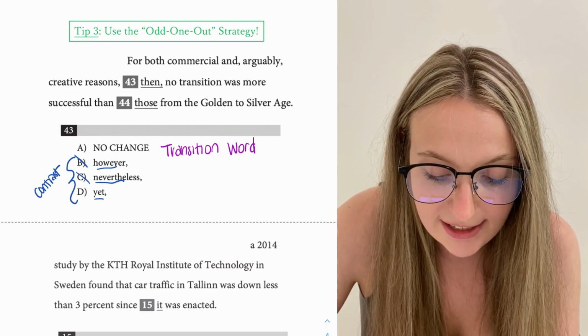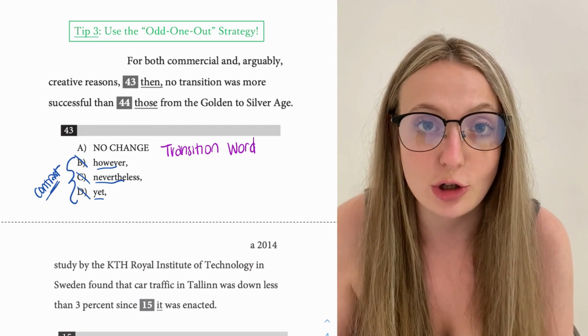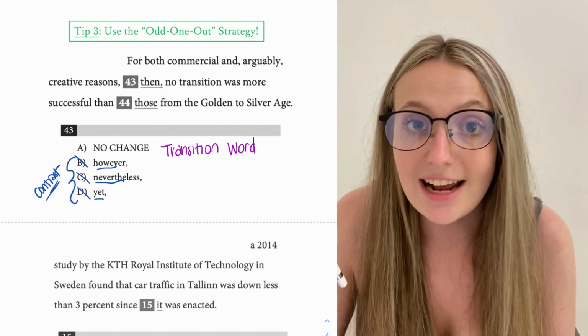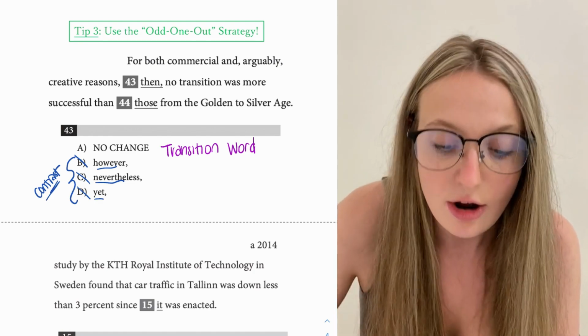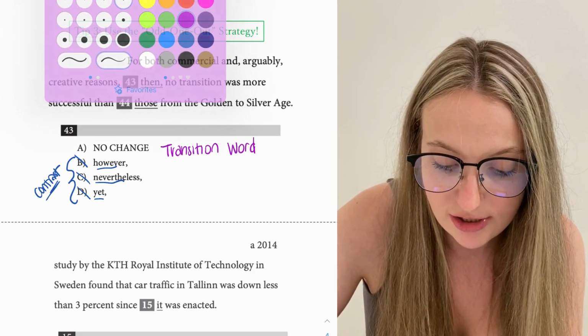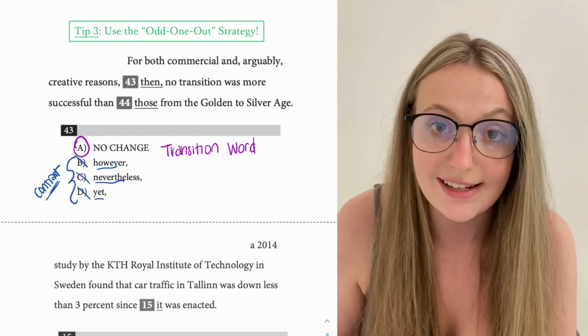Because B, C, and D are all transition words used for the same purpose, the odd one out here, the only transition word that has a different meaning, would have to be choice A, which is therefore going to be our correct answer.